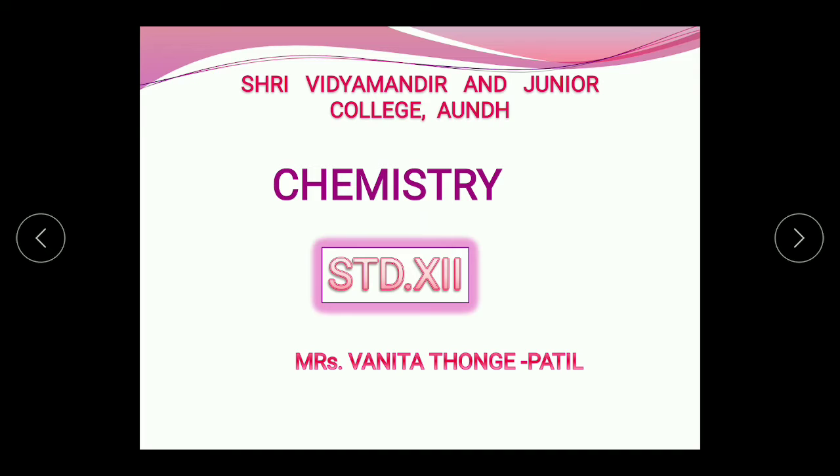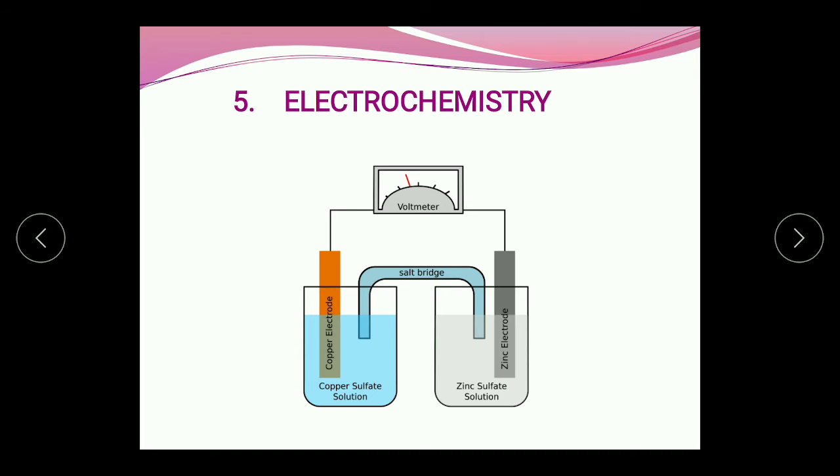As you all know, we have started studying the fifth lesson of your syllabus, that is electrochemistry. Before starting today's session, we will just revise what we learned in the previous session. In the previous session, we started the study of galvanic or voltaic cell, and we learned all the basic things related to the construction of a galvanic cell. So let us revise some part of it.